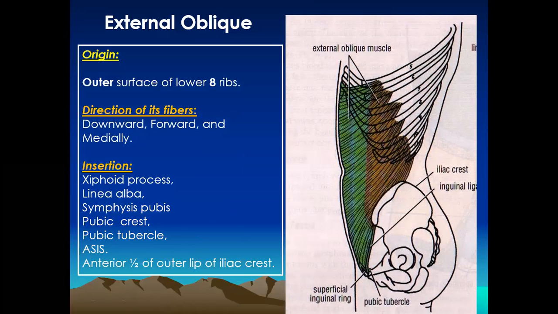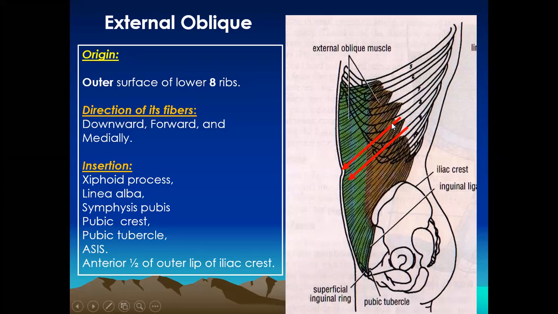Whenever we talk about the muscles, we always talk about the origin, insertion, and the direction of the fibers. As we can see here, the origin of the muscle is from the outer surface of the lower 8 ribs. There are 12 pairs of ribs, as you know. So the lower 8 means starting from the 5th, 6th, 7th, 8th, 9th, 10th, 11th, and 12th. All these are the lower 8 ribs which will give origin to this muscle.